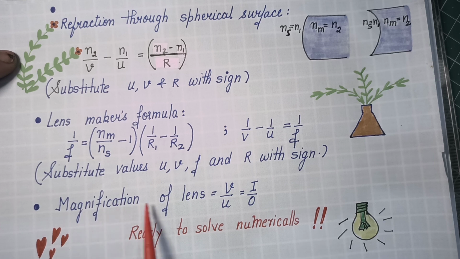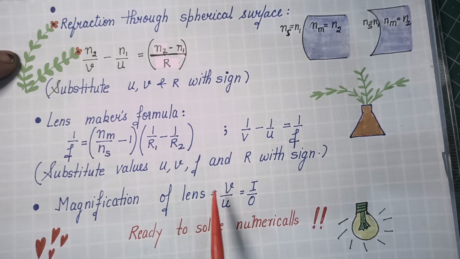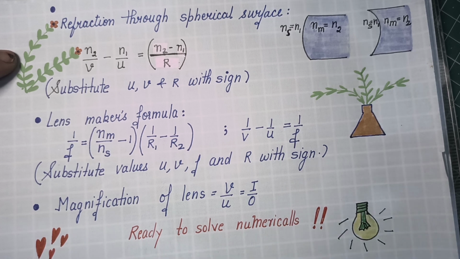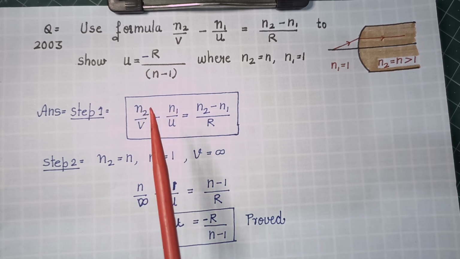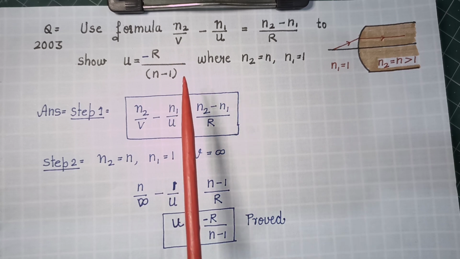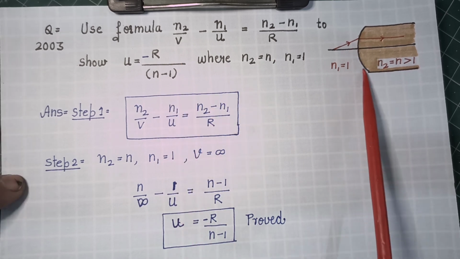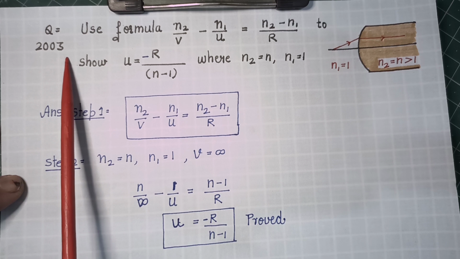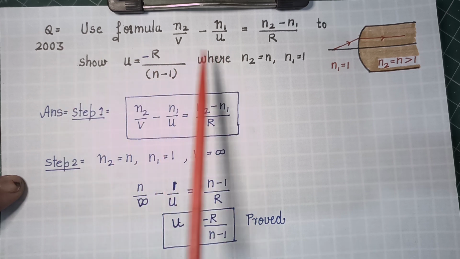Then the magnification of a lens is v upon u, or size of image upon size of object, where v is the distance of the image from the optical center of the lens and u is the distance of the object from the optical center of the lens. So now, after revising all the formulas, we are ready to solve numericals. We can divide numericals of this topic into 4-5 parts. The first type of numerical asked from this topic is refraction through a single surface. This is a question from the 2003 paper and very important for this year.